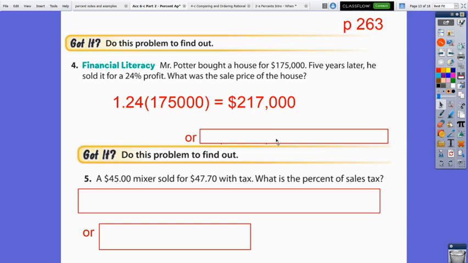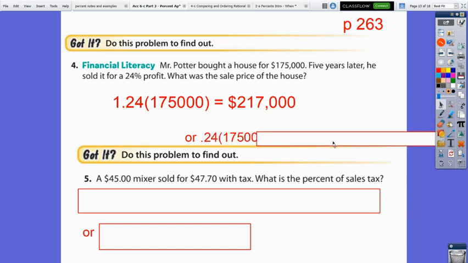Or you could have done it in multiple steps. 0.24 times $175,000 is $42,000. That's the profit that he made. That's the 24%. And then add that to the original price. Either way, you get $217,000. Number 5: a $45 mixer sold for $47.70 with tax. What is the percent of sales tax?